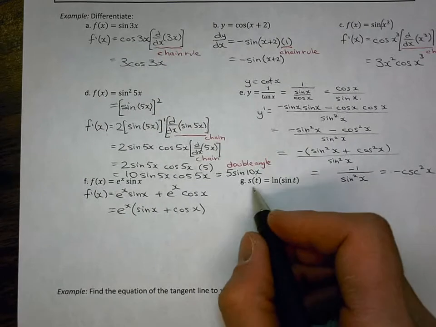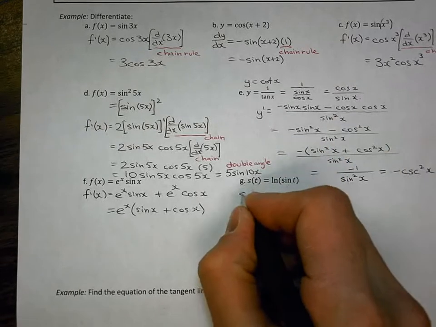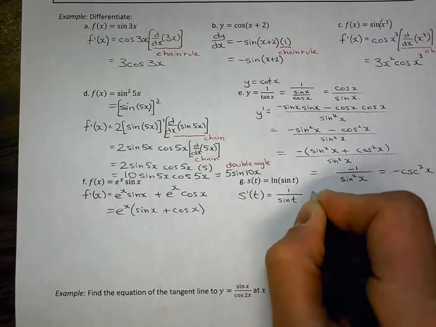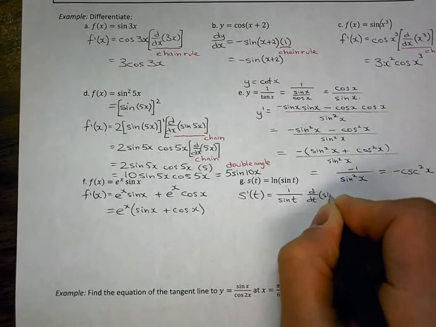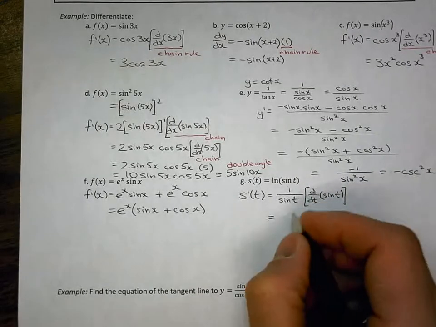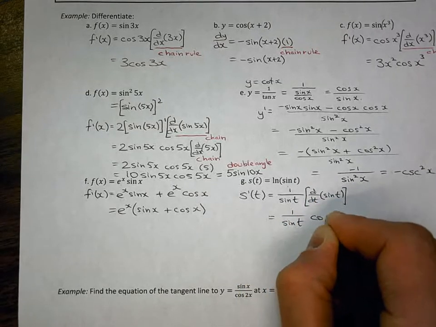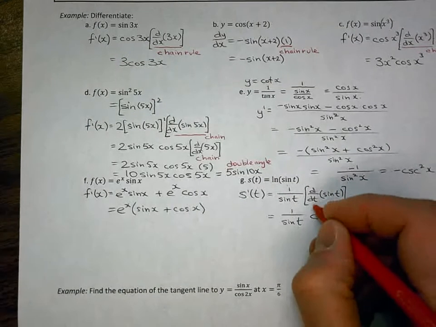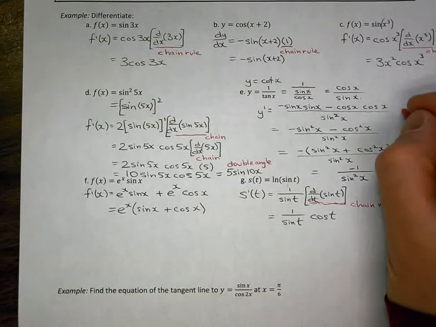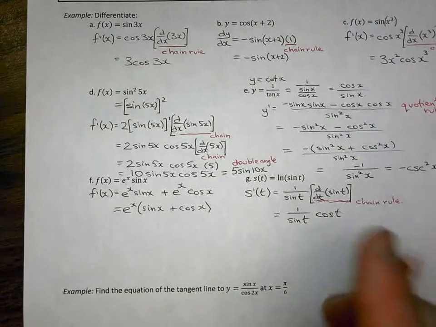Okay, and let's do this last question. I have s is equal to ln of sine t. Well, what's the derivative of ln of something? It would be 1 over that something. But then I have to remember chain rule and take the derivative of the something. The derivative of sine is cos, so I end up with cos t divided by sine t. This would be my chain rule. I should have said this is quotient rule. And this one over here was product rule.